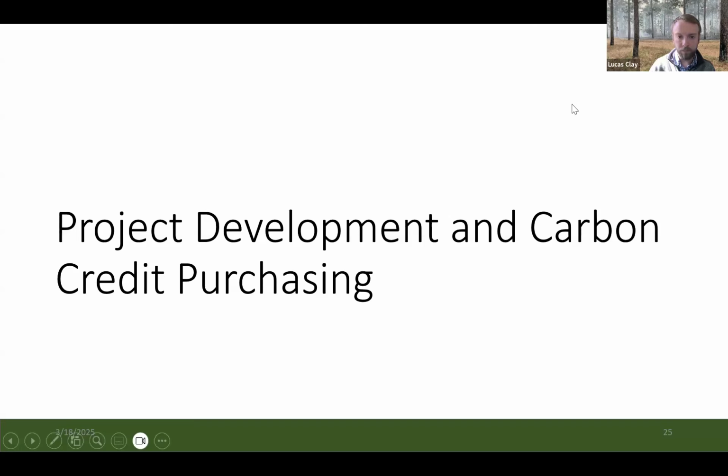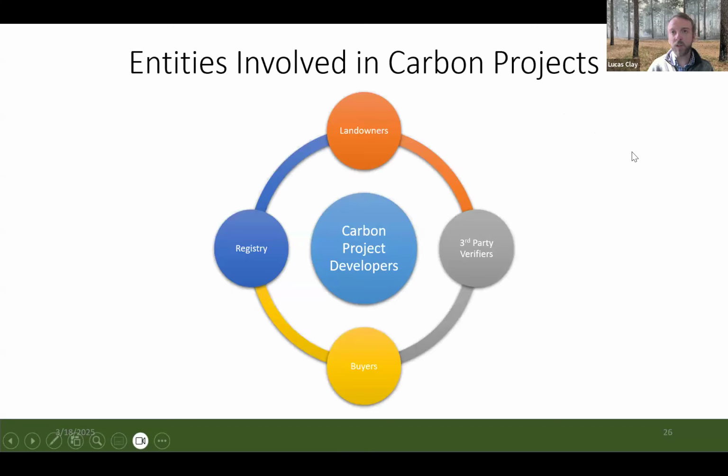Sounds good. All right, so the last section here is project development and carbon credit purchasing. I've mentioned a lot of different entities that are involved in carbon project development, and it really comes down to a couple here, the main one being the carbon project developer. Typically a carbon project developer is a consultant that will take on the risk of a large-scale carbon project. They will work directly with the landowners, the registry, the buyers, and the third-party verifiers to actually implement these projects.